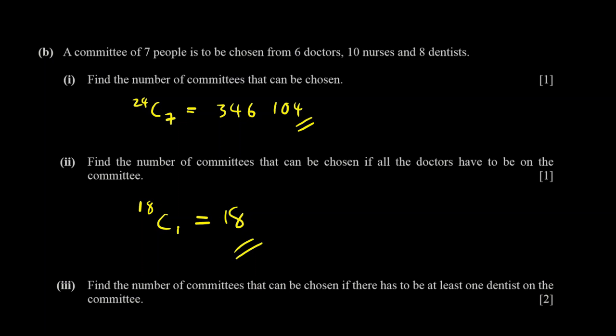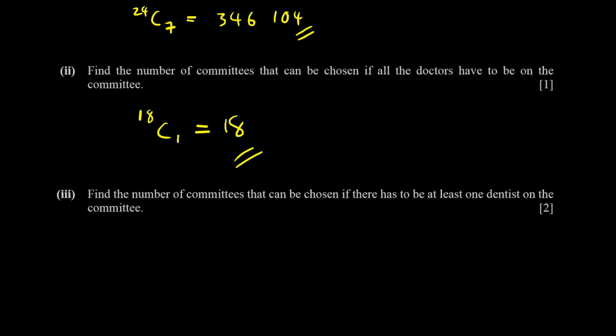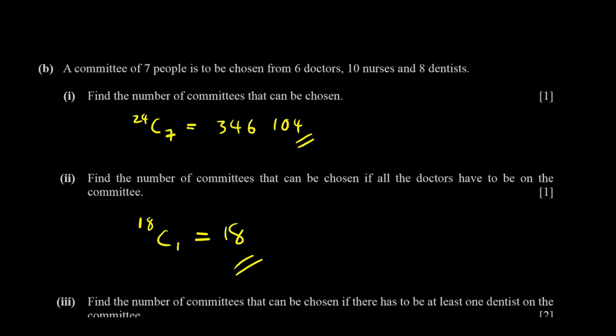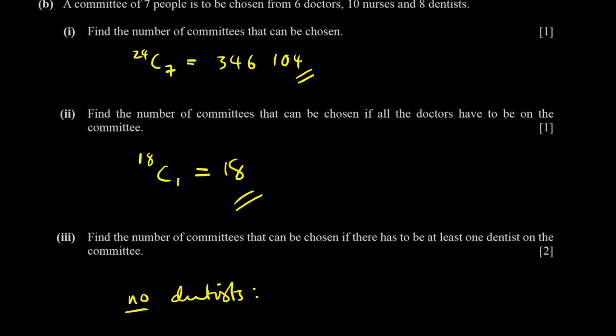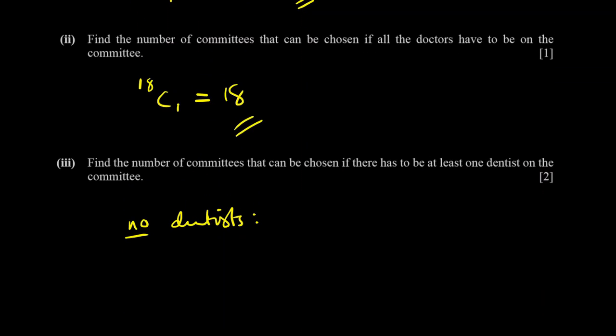So the better thing to do is to calculate the one alternative that we can't have, which is where we have no dentists. So if we have no dentists, then how many ways can we fill the committee? Well, we've got 6 doctors and 10 nurses. That's 16 people, and we're choosing 7 of them. So that would be 16C7. So the number of ways with no dentists is 16C7, which is 11,440.